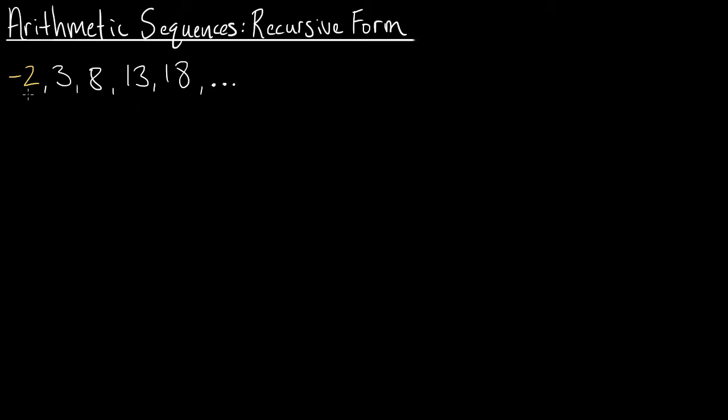I have an arithmetic sequence written out right here, and the first thing that I want to do in order to build a recursive equation or recursive formula out of this sequence is to identify the starting value and the common difference of this sequence of numbers. The starting value is what I have written here in yellow, and that is -2. So I'm just going to write out that my starting value is -2. You might also hear the term initial value.